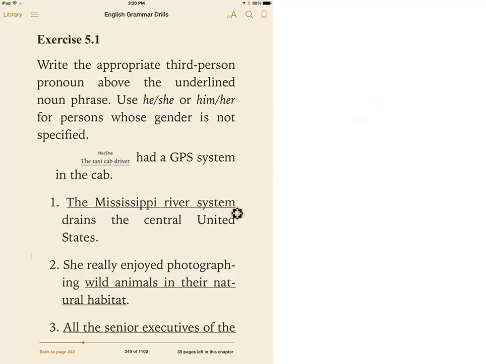The Mississippi River system drains the central United States. So this is the noun phrase. Obviously, the noun is Mississippi River. So I would say it. It drains the central United States. Okay?